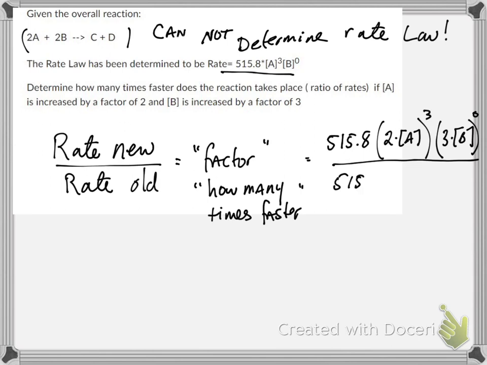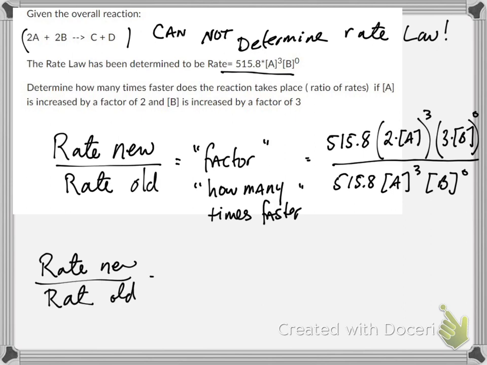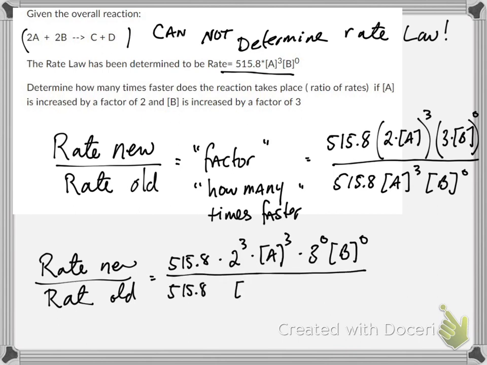And now we're dividing it by the rate law with just A and B. The advantage of doing that is that a bunch of terms are going to cancel. If we distribute the exponents to make it easier to see, it looks like that. That's our numerator. In the denominator, we still have k, A cubed and B to the 0. Now a bunch of terms cancel, and we're just left with the coefficients. And so now the value is 8.